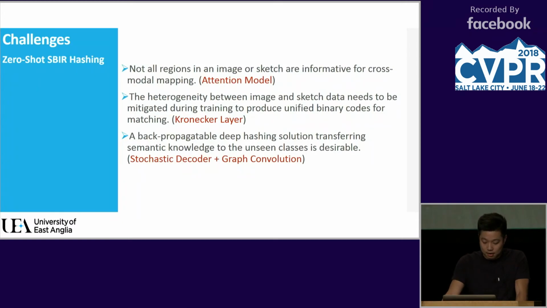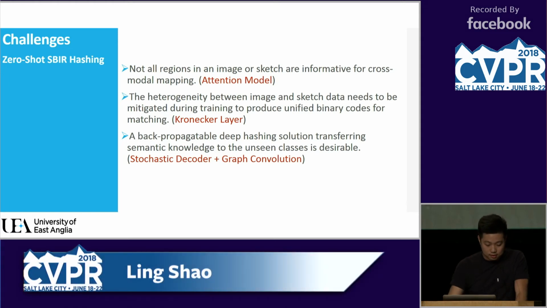First of all, not all regions in an image or sketch are informative for cross-modal mapping, and we introduce the attention mechanism for this purpose. Secondly, the heterogeneity between image and sketch data needs to be mitigated during training. So we employ a 3-network structure and a connector layer. Finally, for zero-shot tasks, it is important to transfer semantic knowledge from seen to unseen classes. Here, a stochastic semantic decoder and graph convolution layers are involved for this purpose.